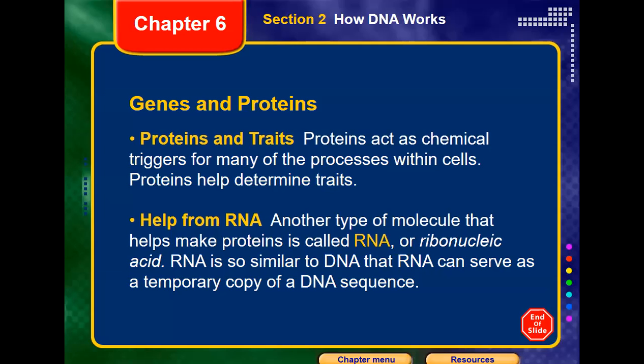We're still talking about section 2 of chapter 6, how DNA works. Last time, in the previous section, we learned the structure of the DNA, but the question is still how the DNA works. We said that for DNA to work, it must be translated into protein, because traits, different biological processes, and even the different reactions that happen inside the cell need proteins. Proteins are considered triggers for many processes and very many important reactions that happen inside the cell.